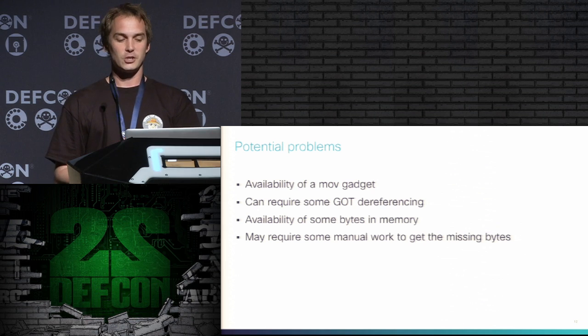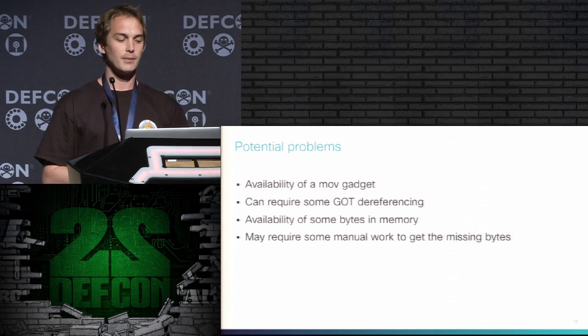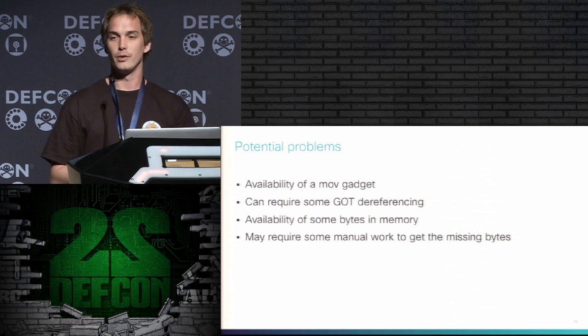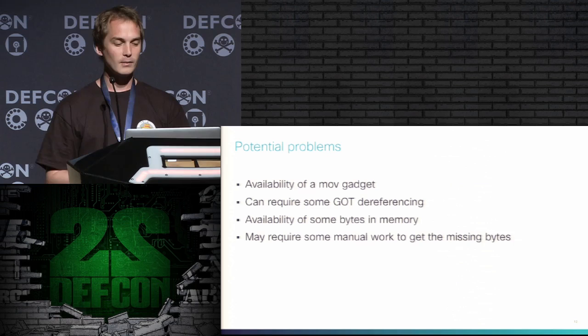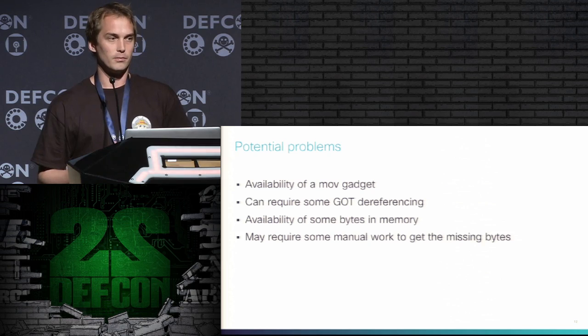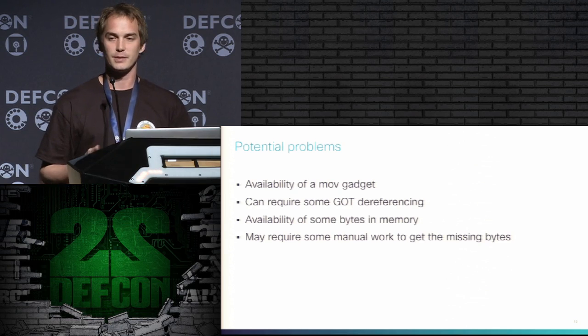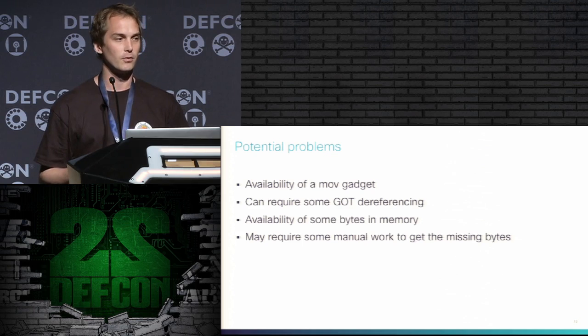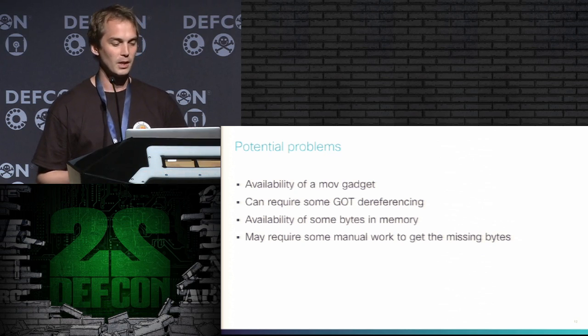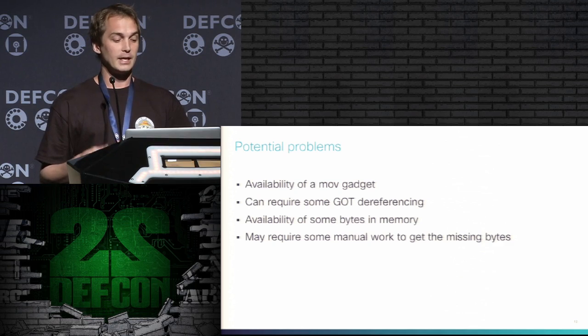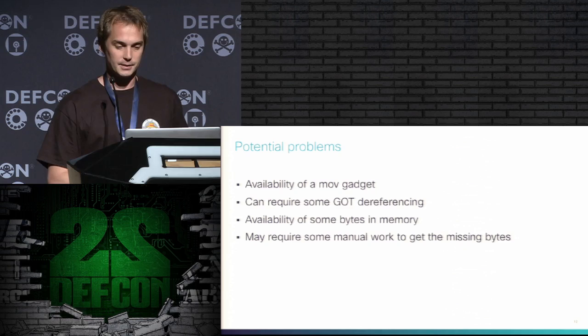So you've got a bunch of potential problems in this. You're counting on the availability of a move gadget. In the real world, you've generally got it, so in big programs, it's not a problem. It can require some GOT dereferencing, which I won't speak too much about, but that's if you want to call a particular function. And also you're expecting some bytes to be available in memory. So typically in shellcode you're going to look for 0x80 for your interrupt number. And so you're expecting that number to be in memory because otherwise you're not going to be able to build your shellcode. If that number is not there, it generally requires some manual work to get the missing bytes.